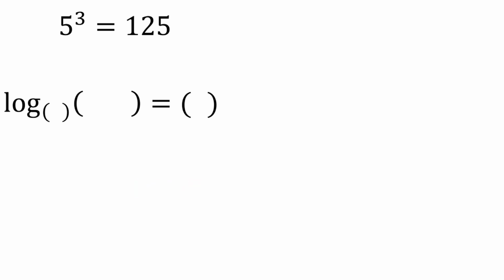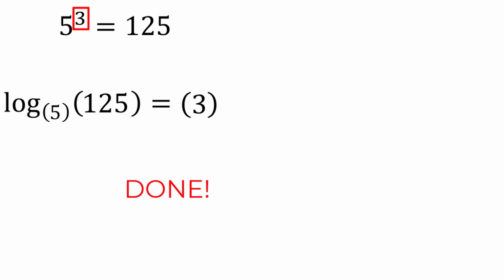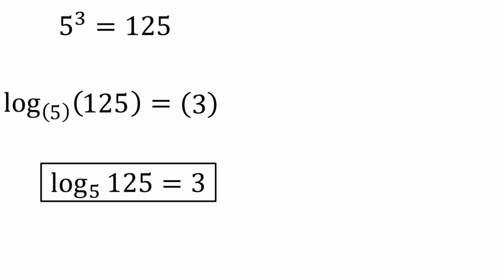The base is the left number, which is 5. The argument is the right number, which is 125. And the answer is the center number, which is 3. Done. 5 to the third equals 125 is the same thing as log base 5 of 125 is equal to 3. Now you have to be a little careful if the exponential is written slightly differently.